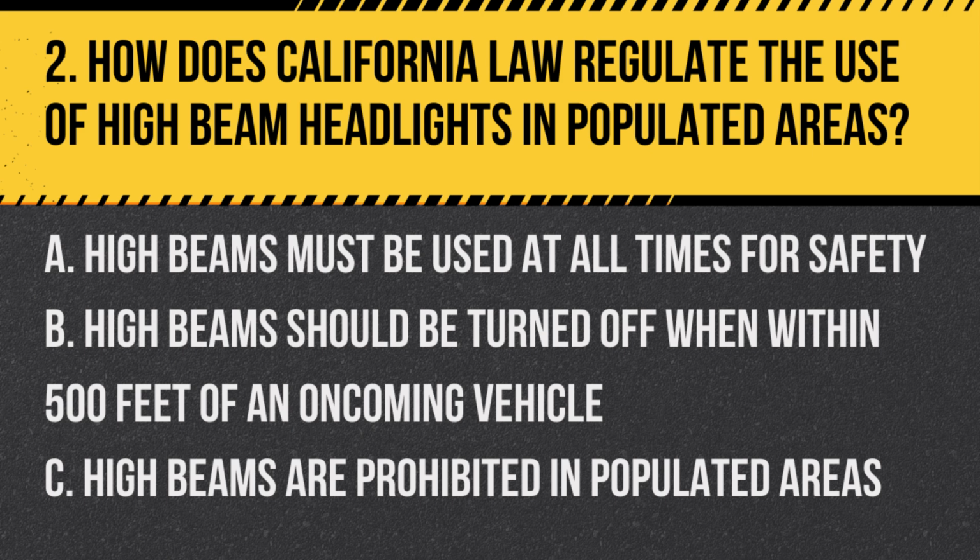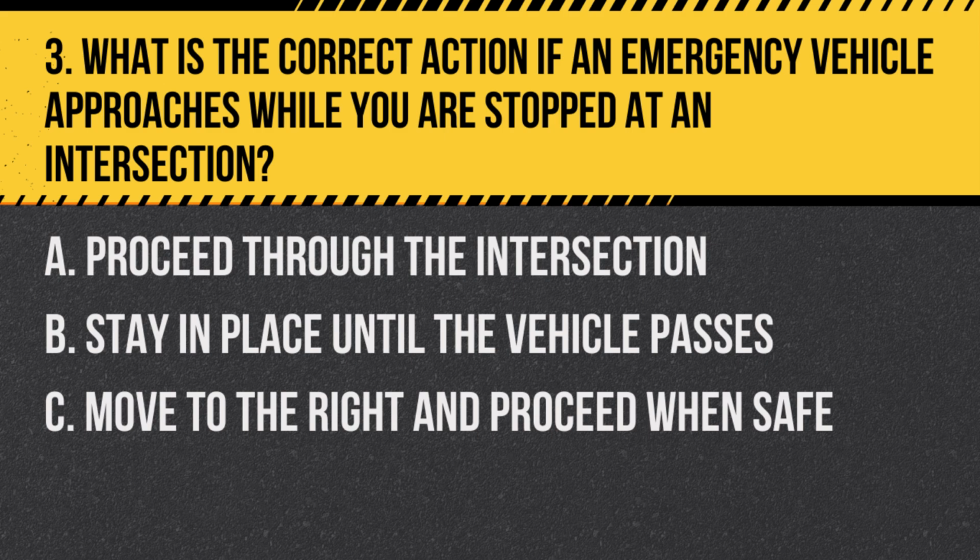Question 2. How does California law regulate the use of high beam headlights in populated areas? A. High beams must be used at all times for safety. B. High beams should be turned off when within 500 feet of an oncoming vehicle. C. High beams are prohibited in populated areas. Answer B. High beams should be turned off when within 500 feet of an oncoming vehicle. In populated areas, high beam headlights must be dimmed when approaching or following another vehicle within 500 feet to avoid blinding other drivers.